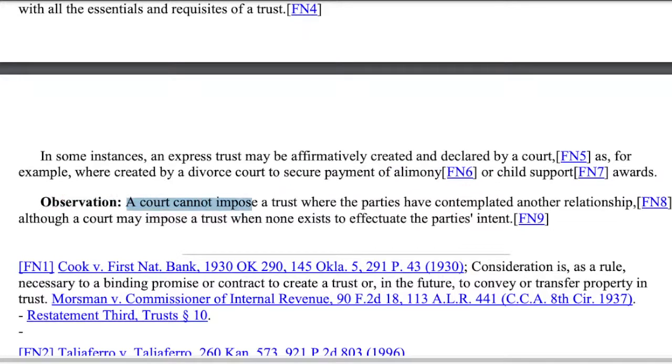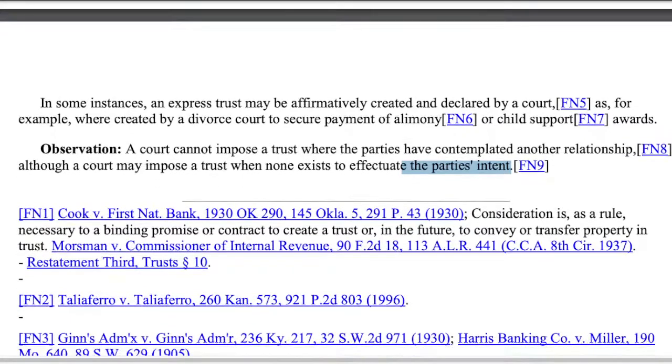Observation. A court cannot impose a trust where the parties have contemplated another relationship, although a court may impose a trust when none exist to effectuate the party's intent. So you can't say that there's an effect of their intent without another relationship being contemplated. Interesting. So you need to have that contemplation entered as evidence for it to exist as something that would effectuate, have an effect on having the party's intent being valid.